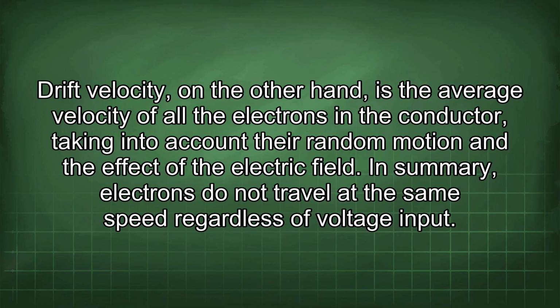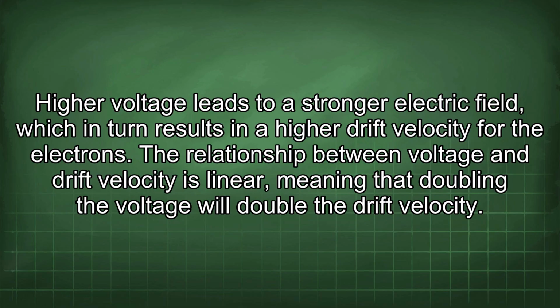In summary, electrons do not travel at the same speed regardless of voltage input. Higher voltage leads to a stronger electric field, which in turn results in a higher drift velocity for the electrons. The relationship between voltage and drift velocity is linear, meaning that doubling the voltage will double the drift velocity.